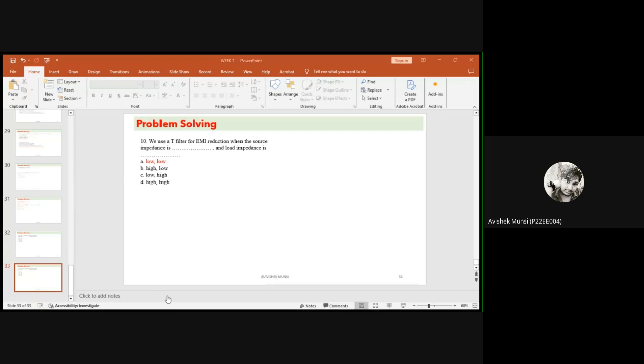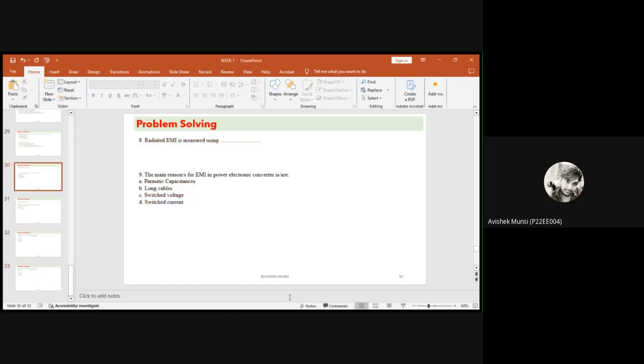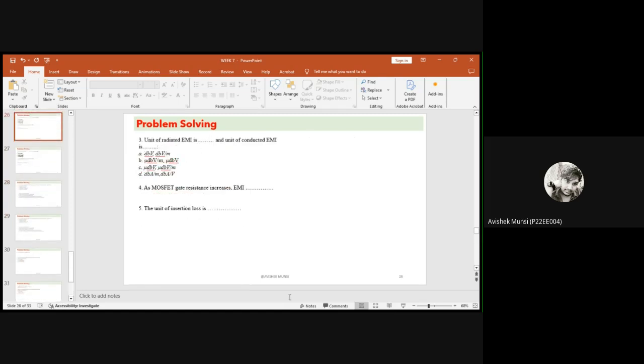As I showed you a pi filter, there is a different configuration, that is the T filter. I showed it over there, right? That is the pi filter configuration, and that is the T filter configuration. Okay. Anything else? Sir, in T filter, source impedance is low and load impedance high, right, sir? Okay, you wait, I'm asking.